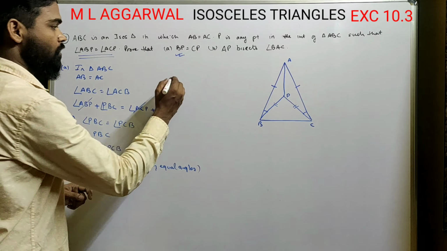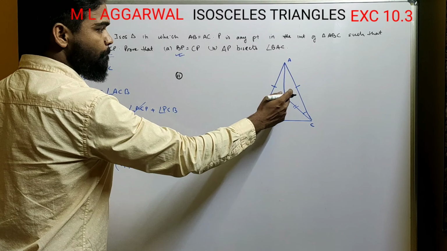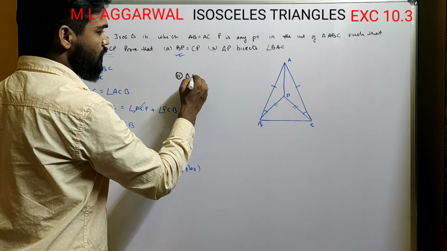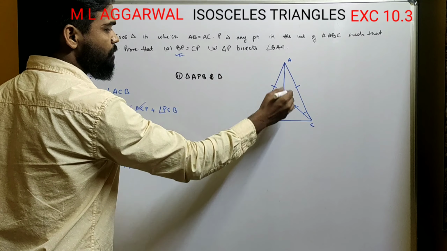Okay, done. Now look at the second part. Look at triangle APB and triangle APC.